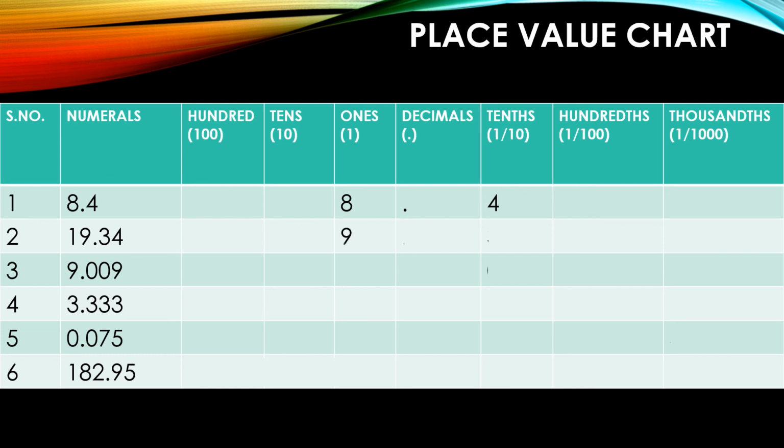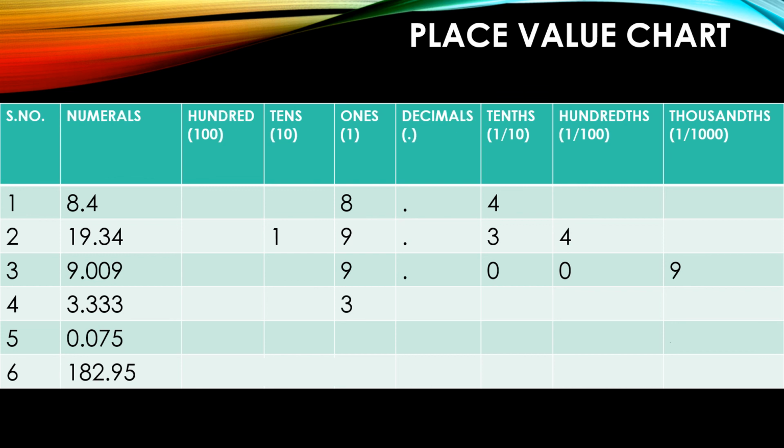Question number 2. 19.34. Write 9 in ones place and 1 in tens place. Then write the decimal sign in decimal column. Then we write 3 in tenths place and 4 in hundredths place. Question number 3. 9.009. See, 9 is a 1 digit whole number. So write 9 in ones place. Then write the decimal sign in decimal column. And write 0 in tenths place. Again 0 in hundredths place and 9 in thousandths place.